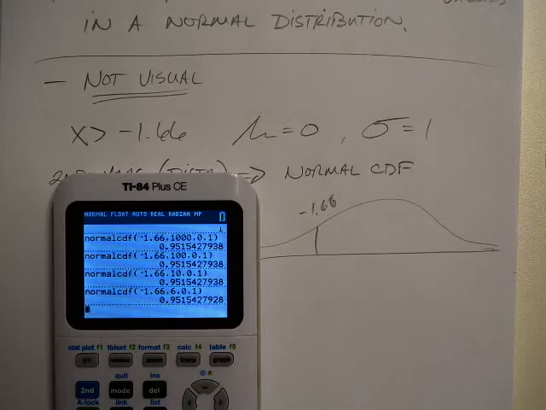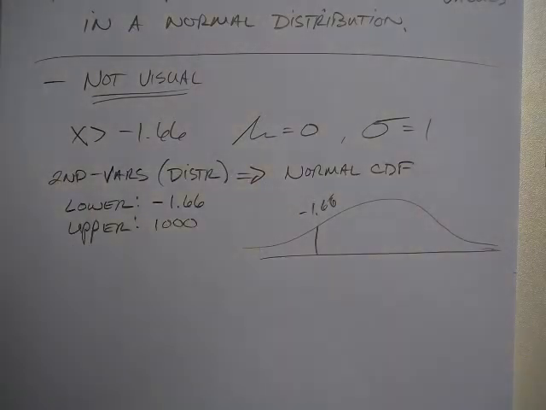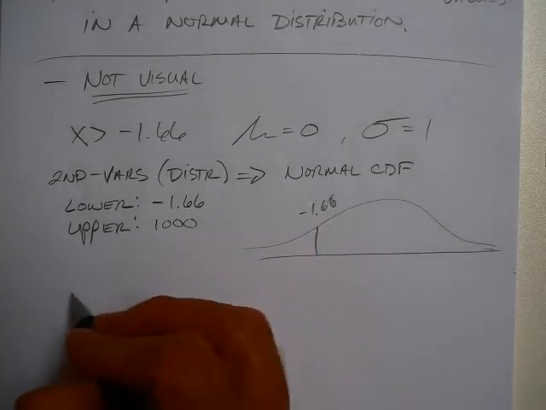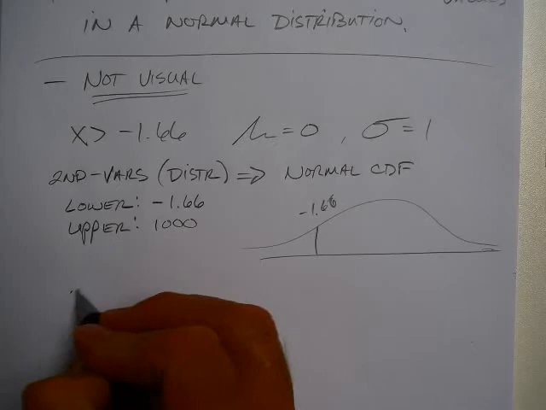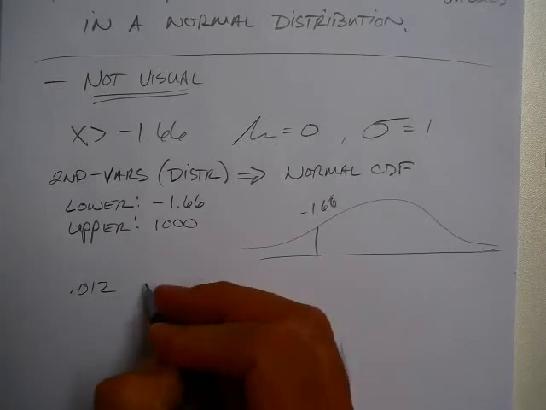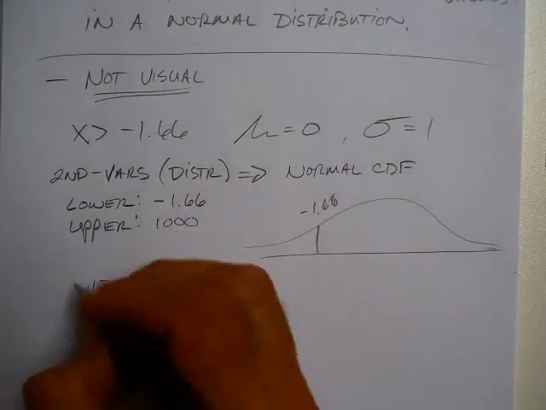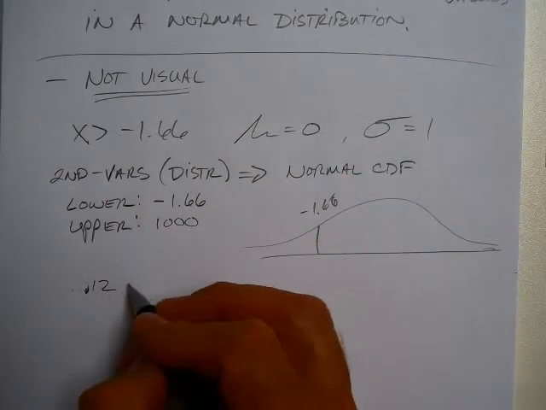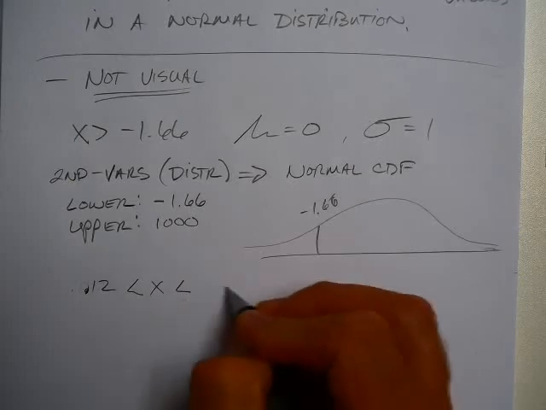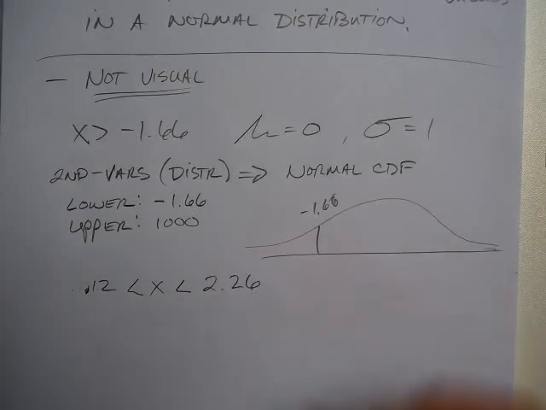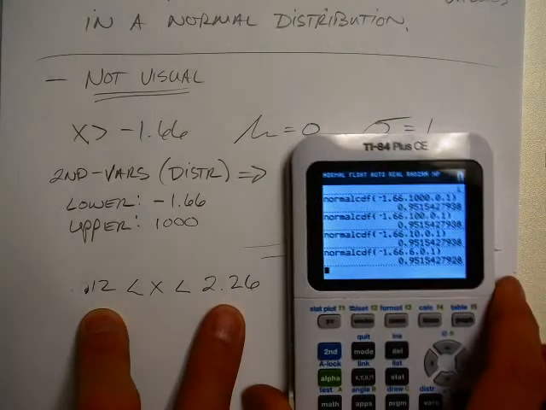Okay? So what if we did a problem, let's just try this. Let's just do anything. How about if I said 0.12 is less than x, is less than 2.26. What's the area there? So now I have two boundaries.